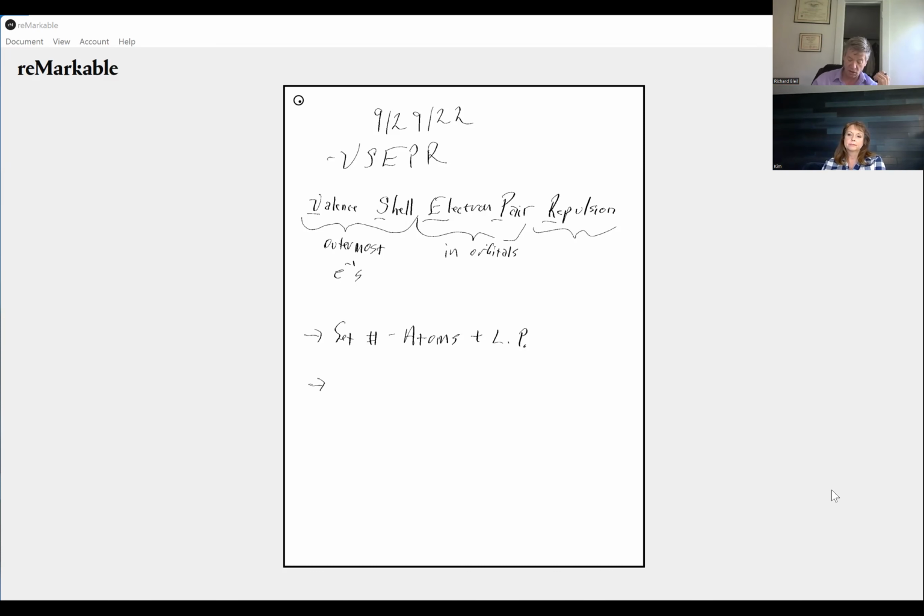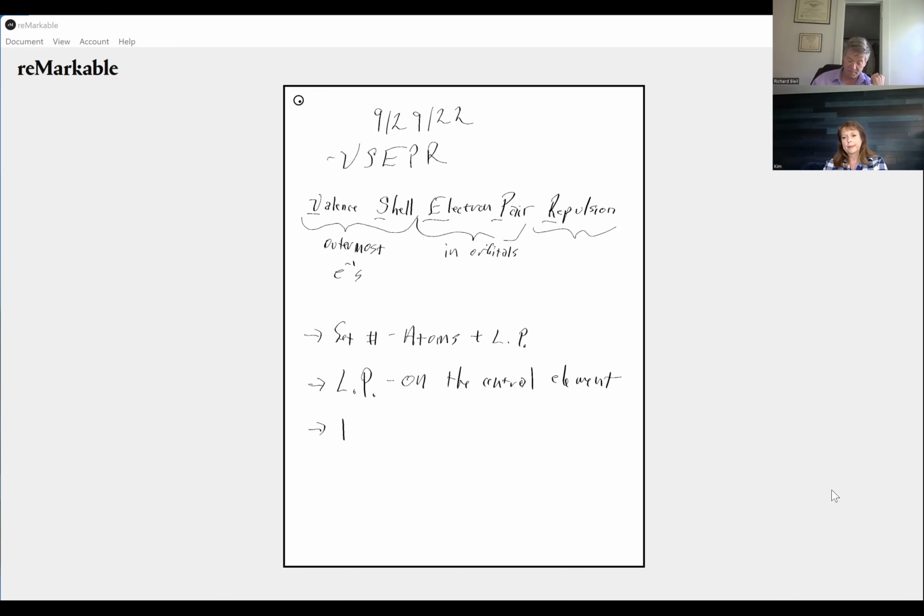When we talk about lone pairs, we're talking about lone pairs on the central element. Okay, we're talking about lone pairs assigned specifically to that one element.